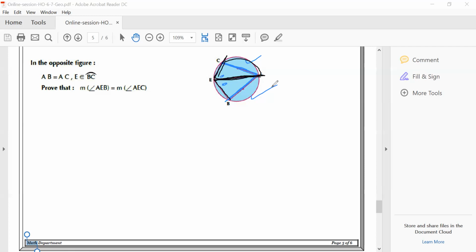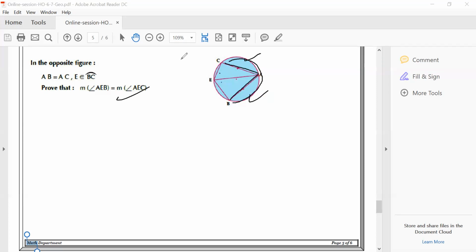CEA. So the two angles are equal. That's what you want. So two equal chords means the opposite arcs are equal. When the opposite arcs are equal, then the opposite inscribed angles are equal. So chord equal chord, then arc equal arc. When arc equals arc, then the opposite inscribed angles are equal.